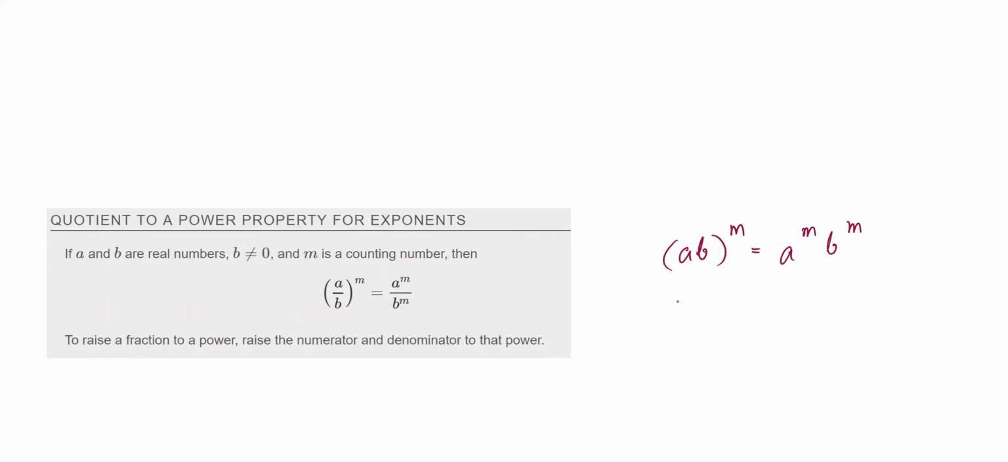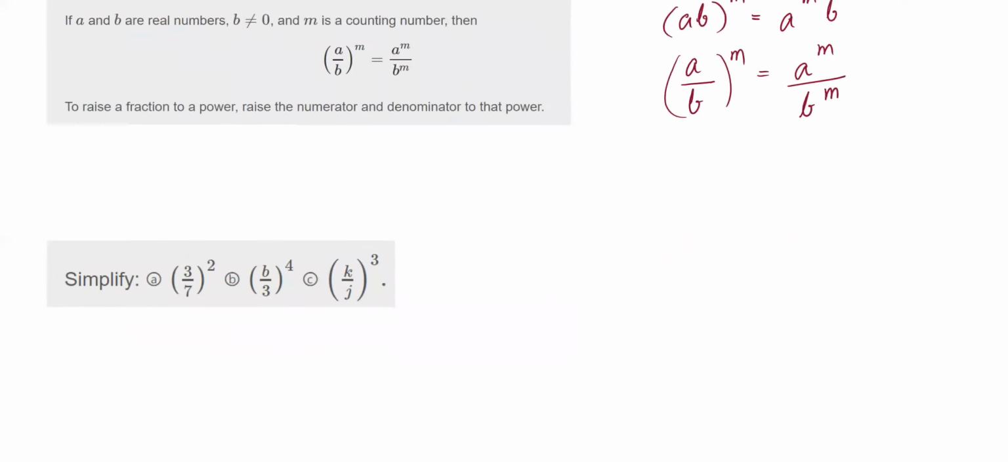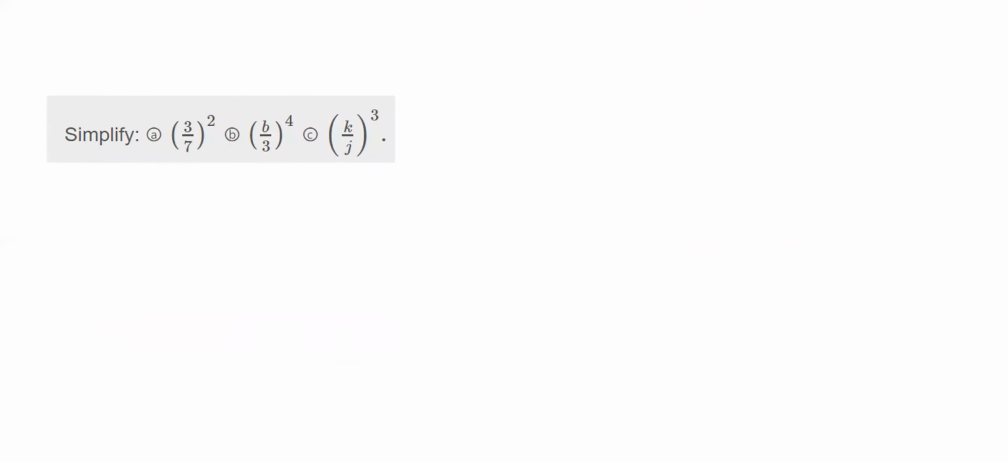But here you have the quotient, which means your A and the B are being divided. So (A over B) power M is that each one gets the power M. So A gets the power M on the top, B is in the bottom, so B gets the power M in the bottom. Raise the numerator and the denominator to that common power. So let's look at this one. 3 over 7 power 2.